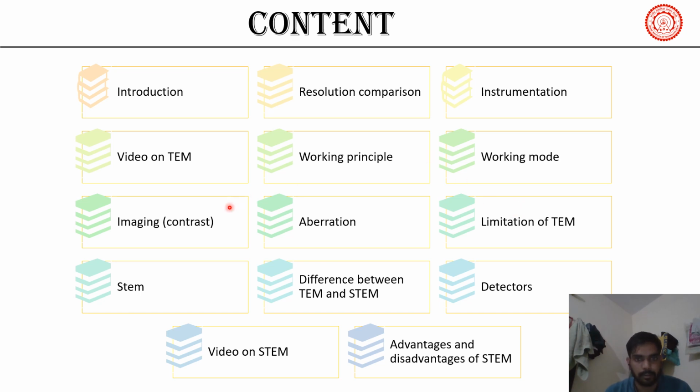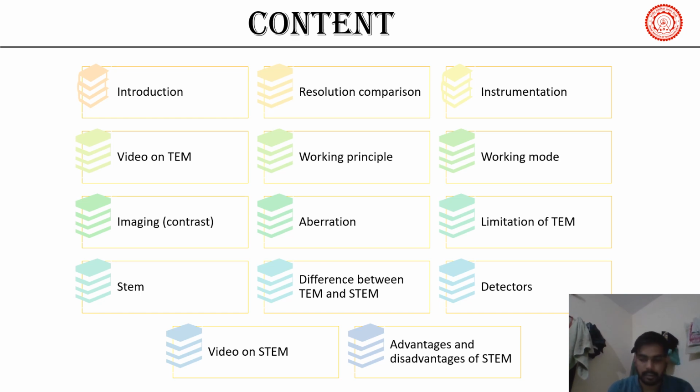In the next section of the PPT, we discuss STEM, the difference between TEM and STEM, and which different detectors are used in STEM. There is a video on STEM and a video on TEM. Animated videos are also presented in this. And in the end, we have the advantages and disadvantages of TEM.